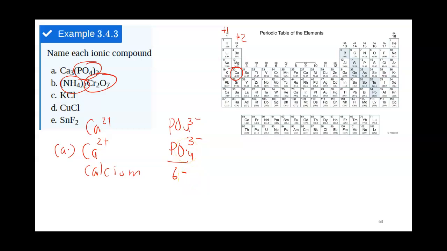Alright, so I have to go find the name of that guy, and when I look it up in the polyatomic ions table, it is phosphate. So this compound in A is going to be calcium phosphate. You just squash the name of the cation and anion together.